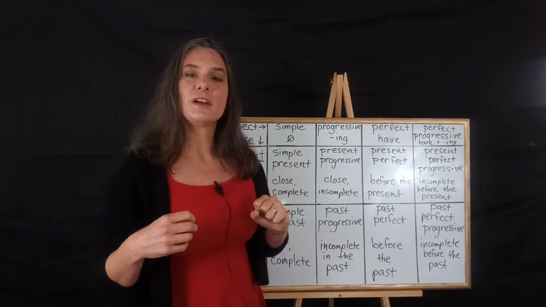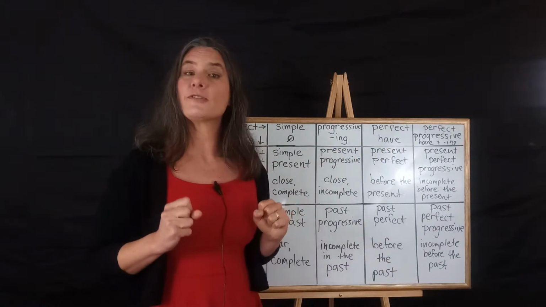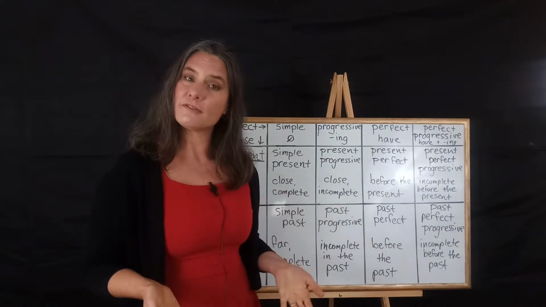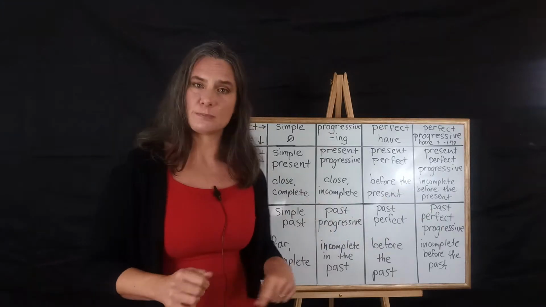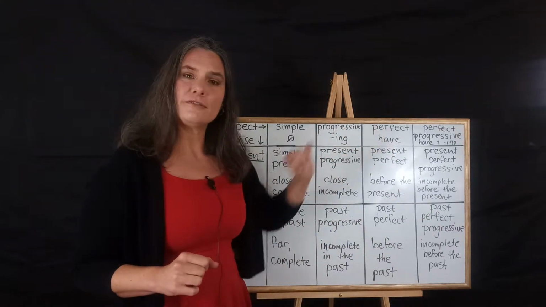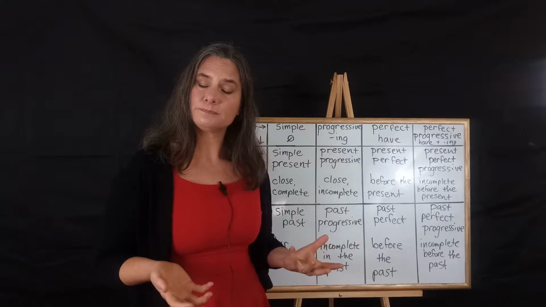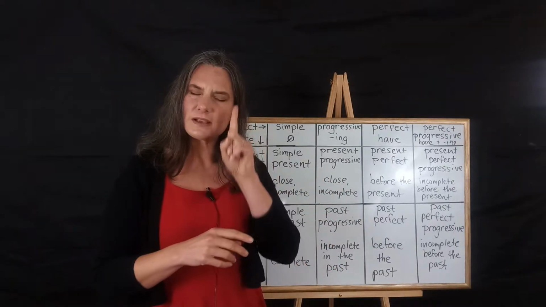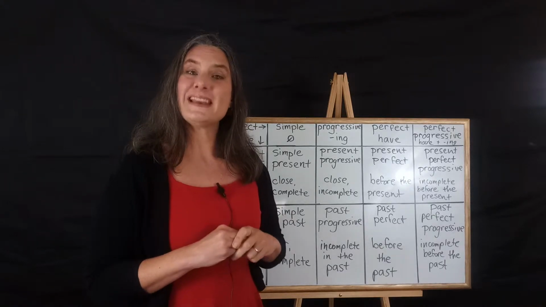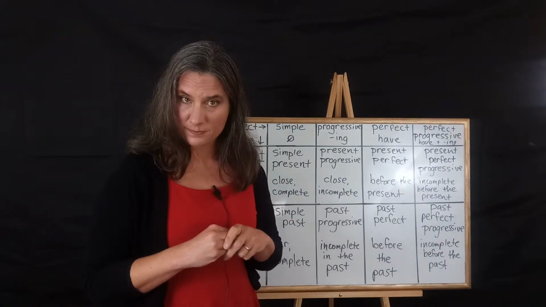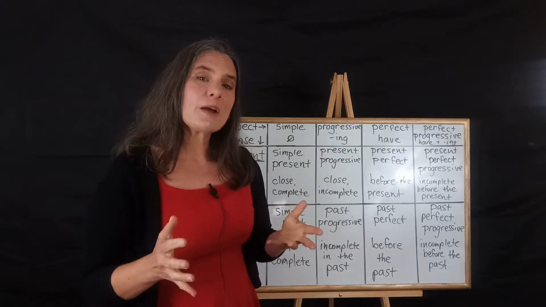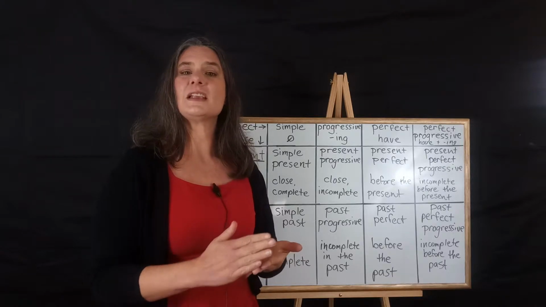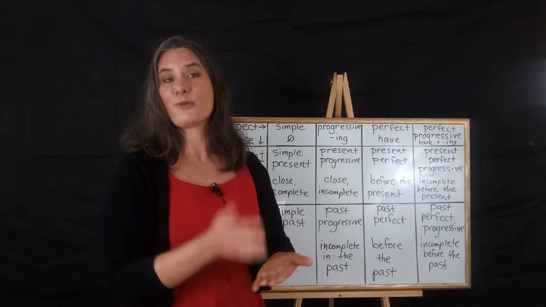Then we have another aspect, which is perfect. And perfect aspect is made using have and a past participle. So have tells you also the meaning of the verb. And it has also exactly one meaning. And that meaning is before. So, for example, a present perfect verb means it is before the present.